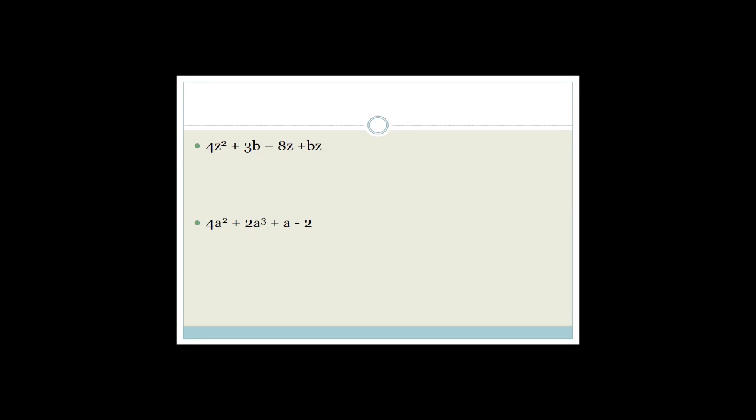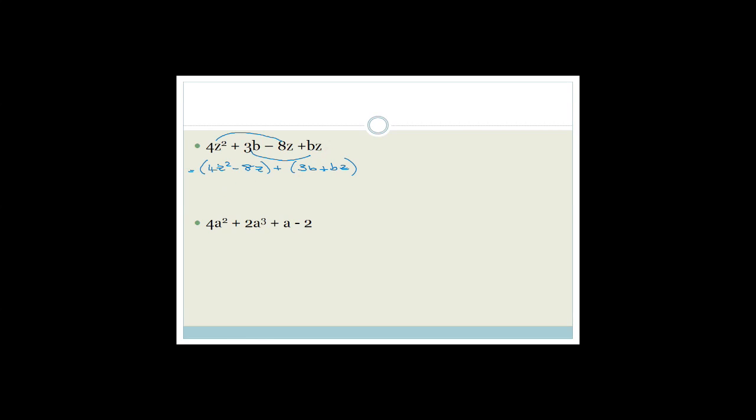If we group those two together, we end up with a b and a number. If we group these two together, we just end up with z squared and b. That's not going to work. What happens if we group this with this and this with this? Let's do that. Do you agree that would be 4z squared minus 8z plus 3b plus bz?